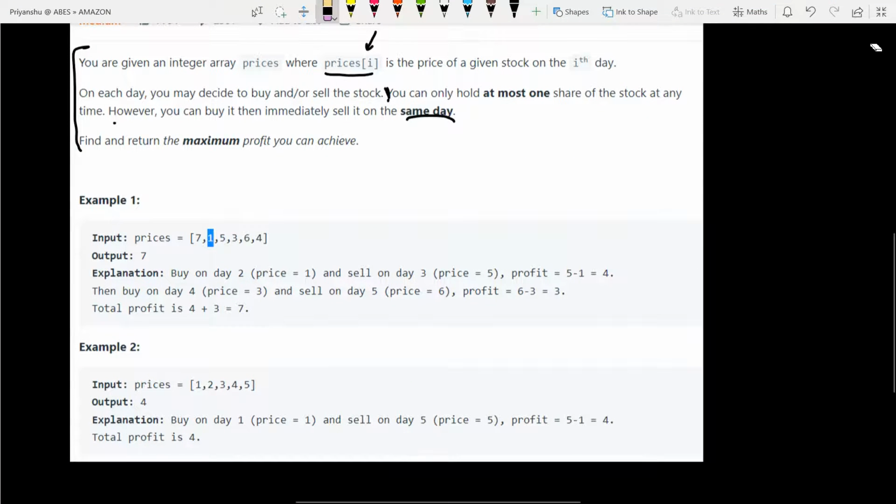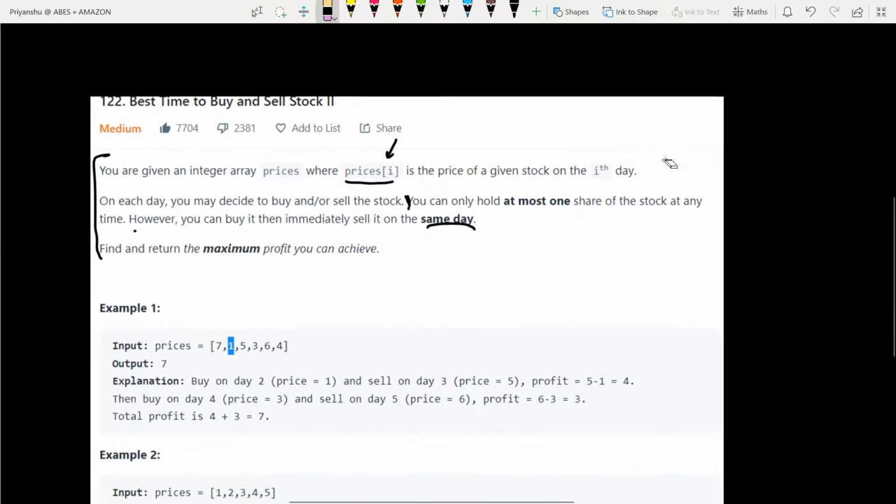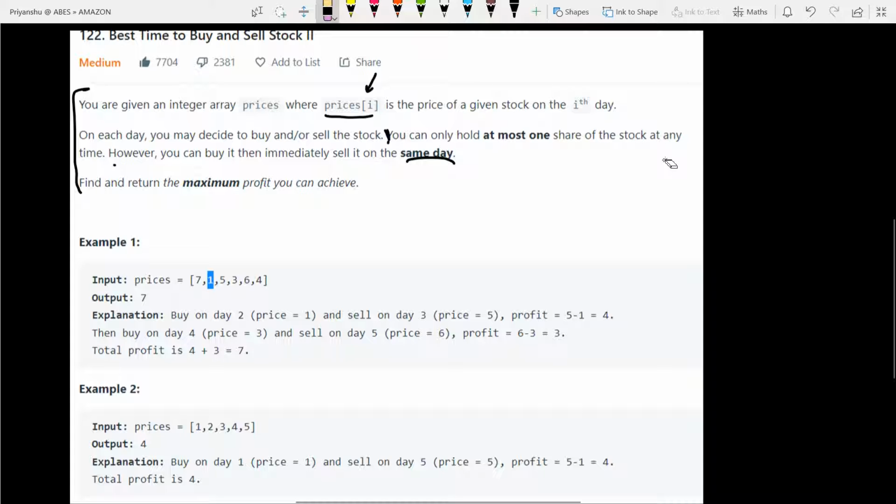So, hi, in this video we try to solve the problem best time to buy and sell the stock. Now, this is a standard question that is asked in Amazon. Okay, now what we are given is an array of prices of a particular stock. What we have to do is find the maximum profit, and these are the given conditions.